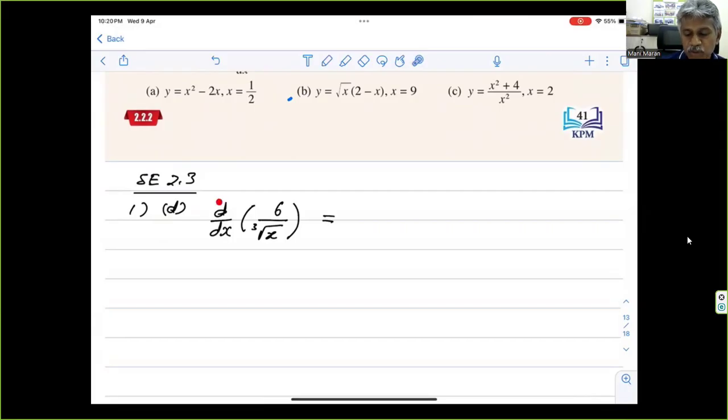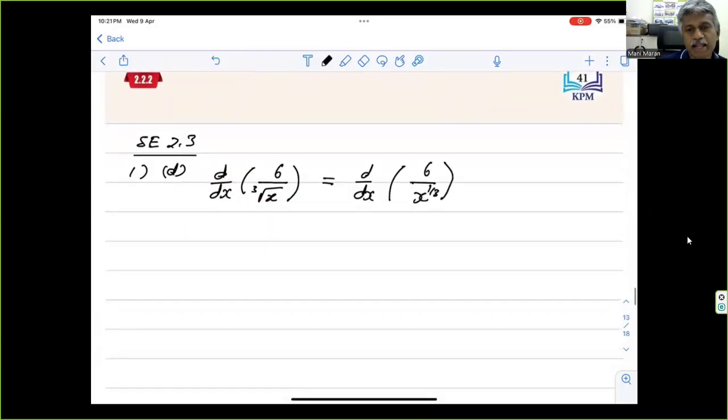Now whenever you do dy/dx, try to find the derivative. Whenever you see a root sign, remove the root sign first and express it as a fractional power. So this will be d by dx. That is the first step. We put here 6 x to the power 1 over 3, because it's a cube root. So it's x to the power 1 over 3.